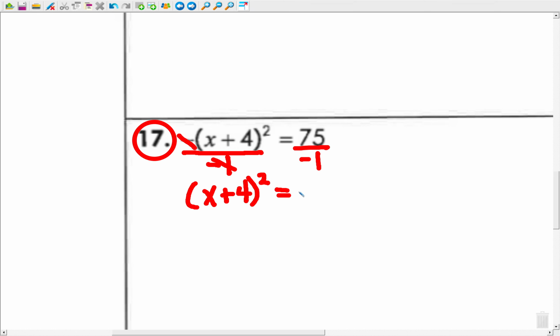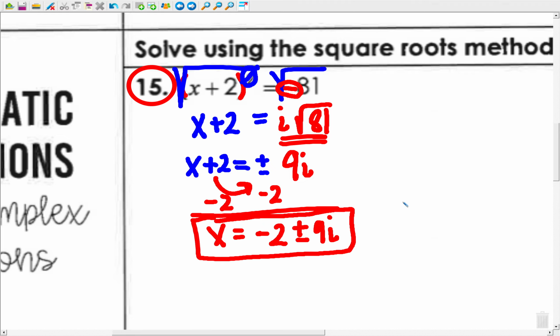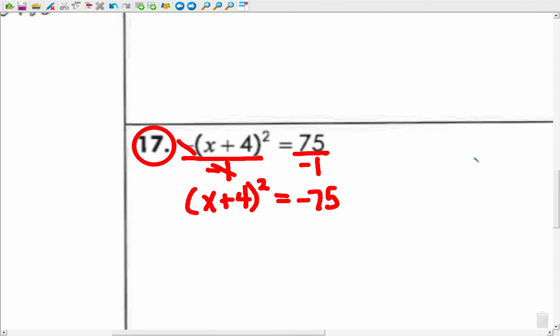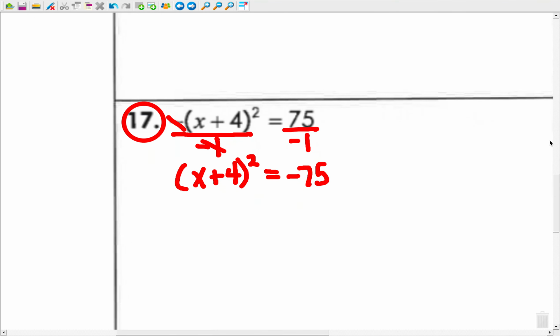Now this is gone, and I am left with x plus 4 in parentheses by itself. This will now be equal to -75. Now this problem looks exactly like number 15 above it. So when you're at the point where you have your parenthesis raised to a power, the opposite of raising it to the second power is taking the square root. Cross out your symbol, your exponent right here. And then when I take the square root on this side, immediately I'm going to put plus or minus so I don't forget. But then I have to take this negative sign and write it as an i, okay?